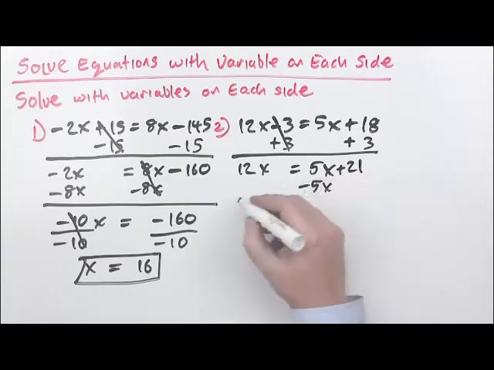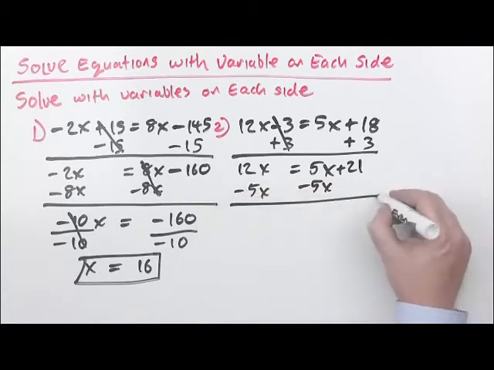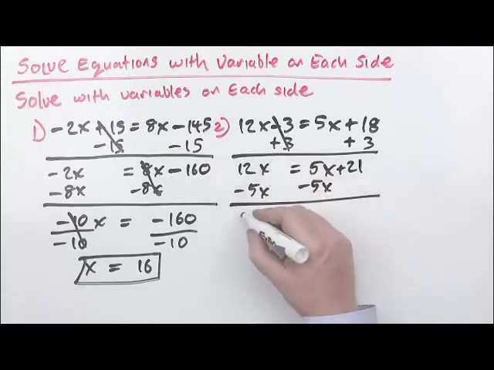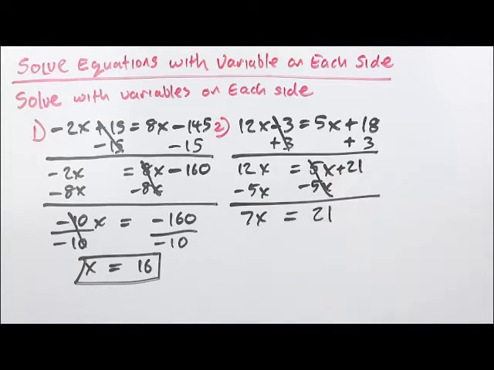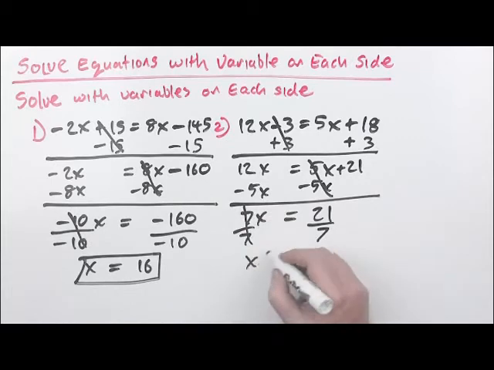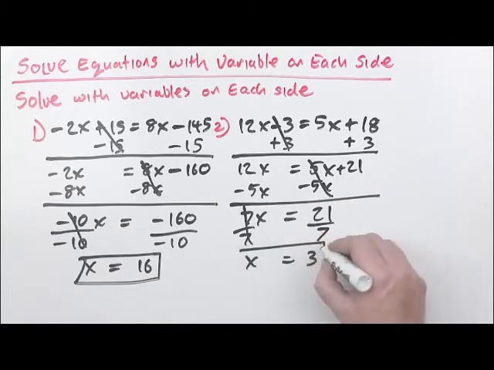Now subtract 5x from both sides. You can see I'm going to end up with a positive variable, which is a lot easier. Positive 7x equals 21. It's easier to send the constants away from the biggest variable. That's x is equal to 3. You still get the answer either way, but some people find this easier.